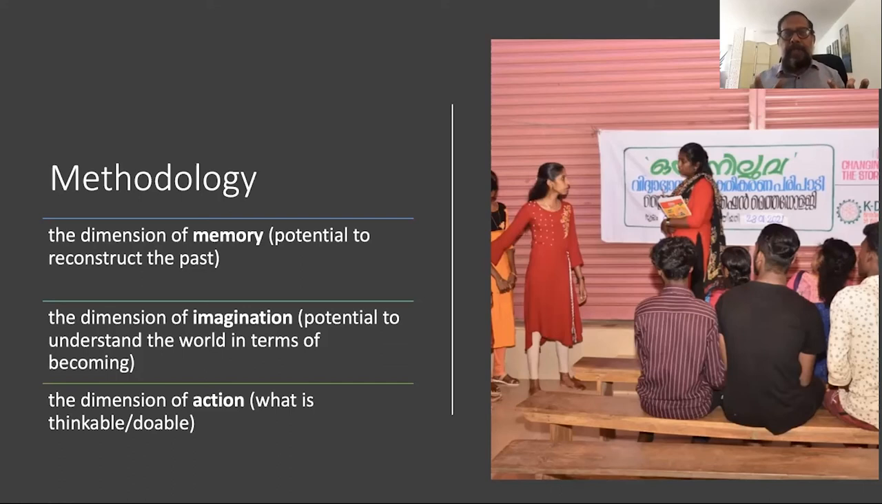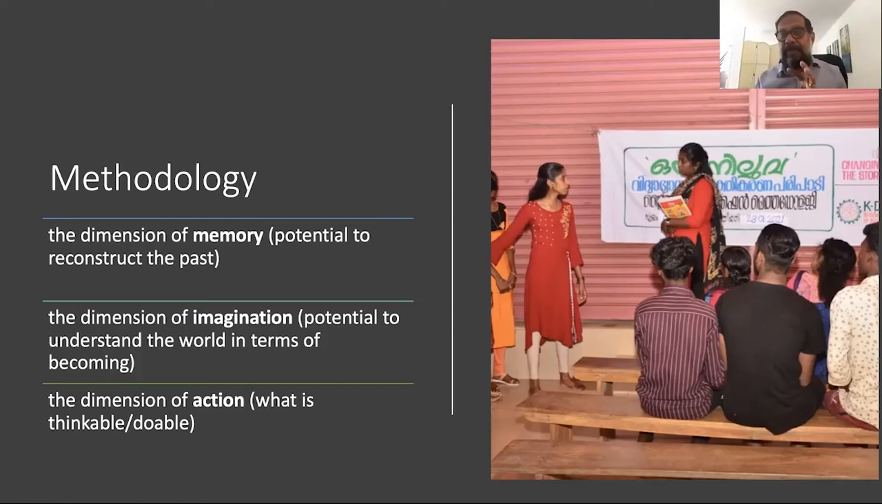So the dimension of imagination through the workshop helped a reconstruction of the self, to understand the world around them and address those issues of the world by using performance practice. And finally, the third dimension I used is the dimension of action. I will be finishing this presentation in the next few minutes. The dimension of action is what is thinkable and what is doable.